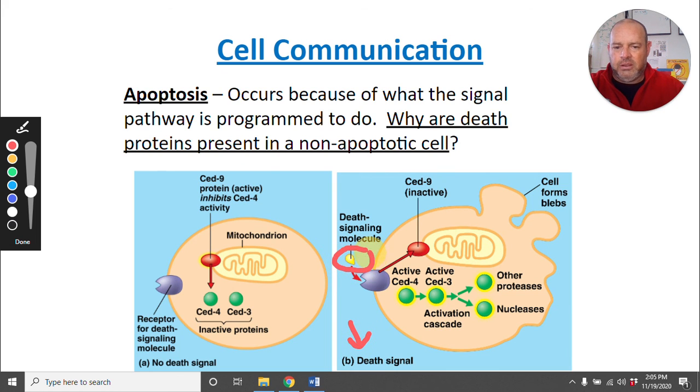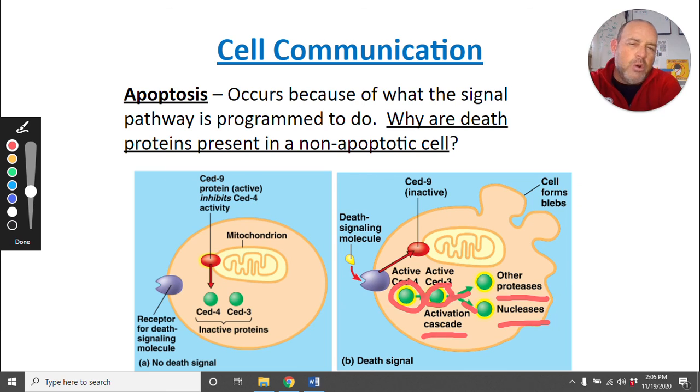So when we go over here and look at the next diagram, which has the death signal, here's your death signaling molecule, and it comes in and binds to the receptor, and that causes this pathway right here to then inactivate SED9, and SED9 is going to leave and get out of the way, and that's going to allow these processes to happen. So now SED4 is going to be active, and SED3 is going to be active, and they have this cascade, and they are going to activate two things, proteases and nucleases.